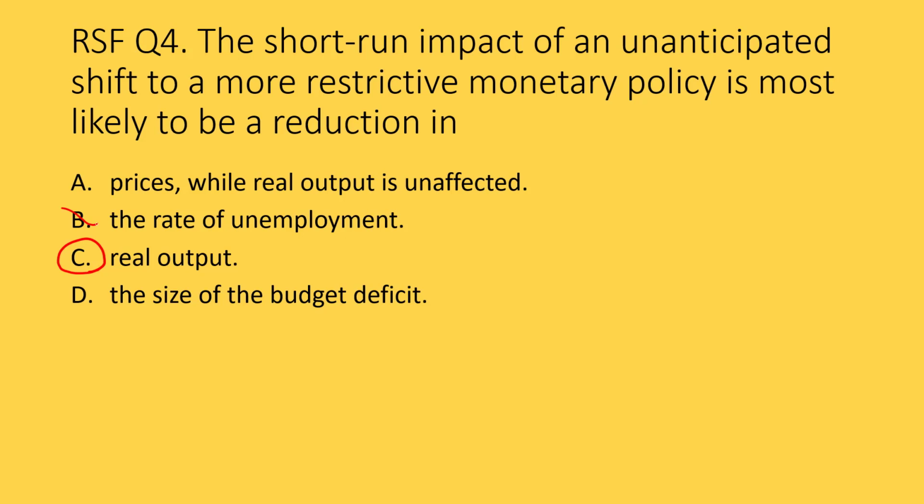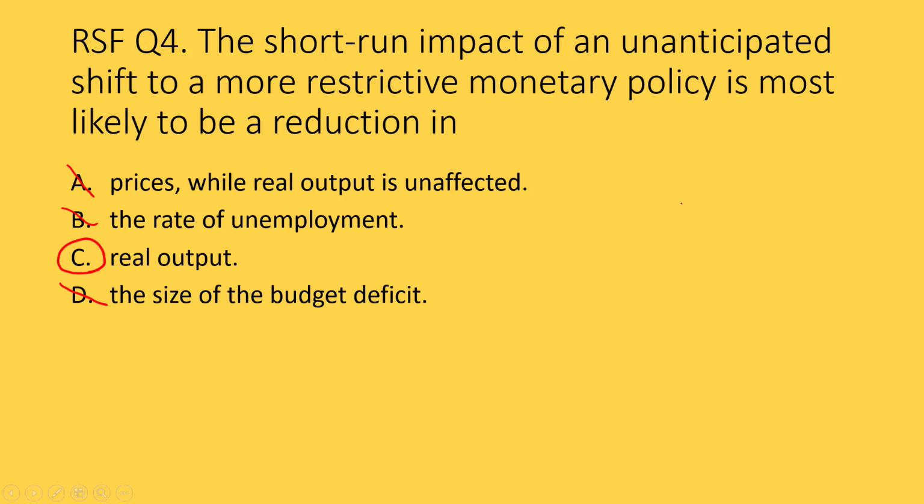And as far as output being unaffected, remember that's not the case in the short run, right? Output as well as prices are affected, at least in the short run. Only prices, however, are affected in the long run, right? The size of the budget deficit is not something that's affected by monetary policy. That is something that is affected by fiscal policy. That is why D is not the answer you're looking for on this one.